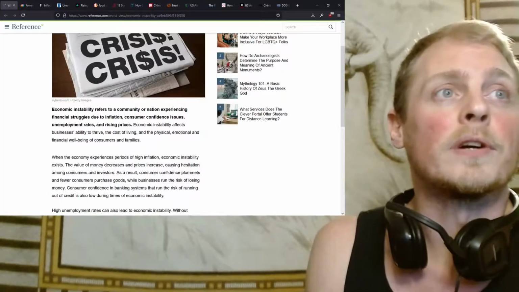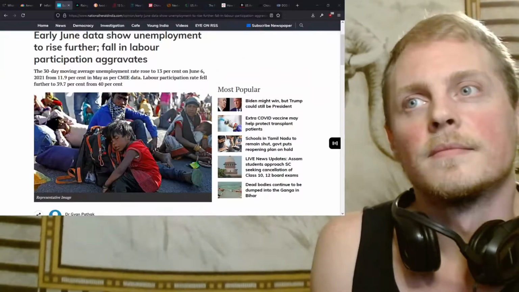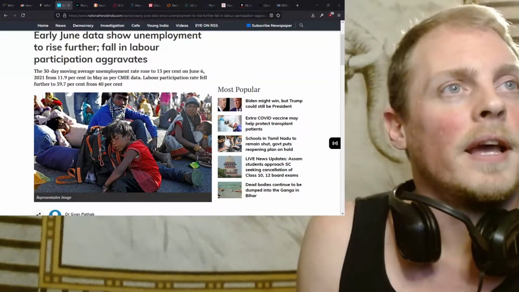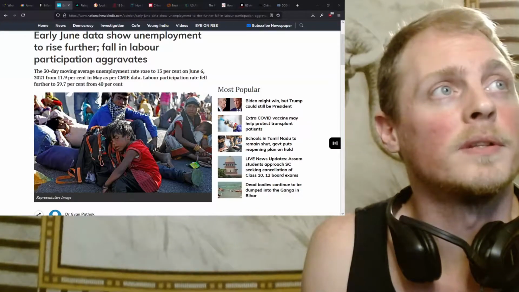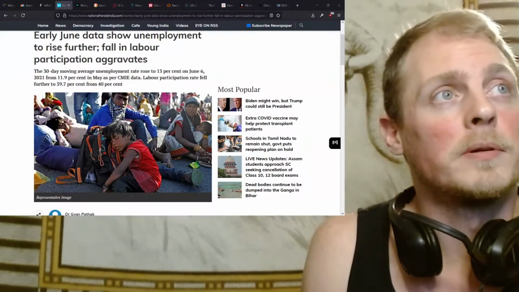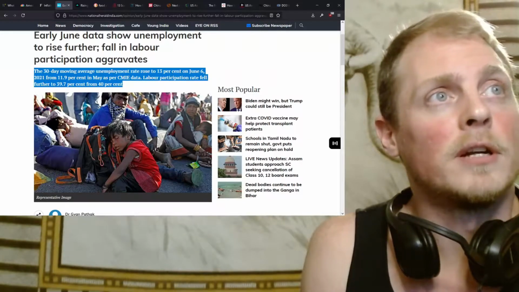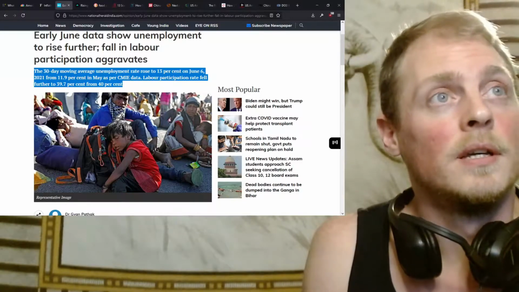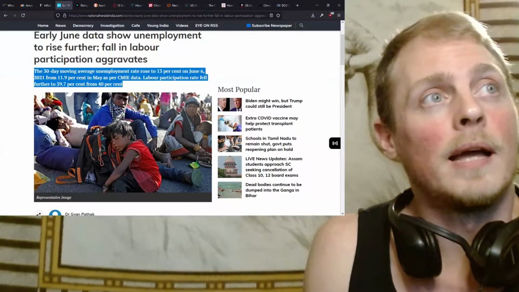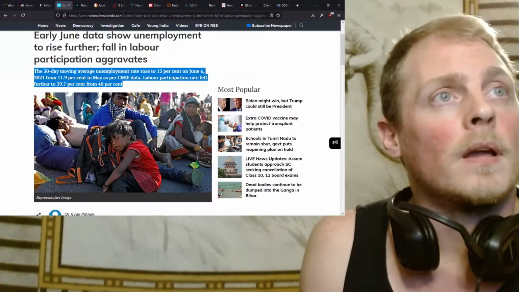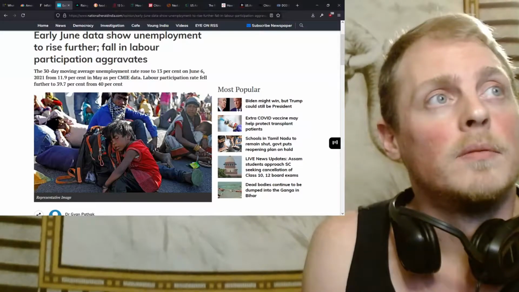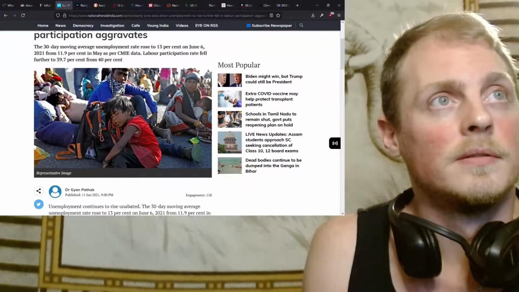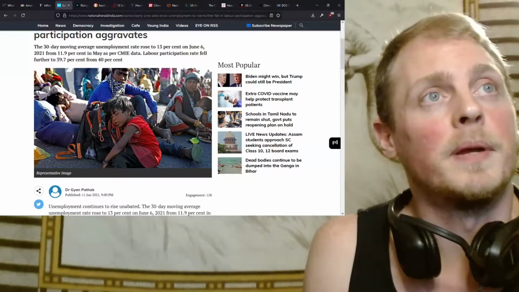Now, we went over consumer confidence issues. Now, what about unemployment rates? Okay, unemployment. Early June data shows unemployment to rise further, with a fall in labor participation. The 30-day moving average unemployment rate rose to 13% on June 6th, 2021, from 11.9% in May, and the labor participation rate fell further to 39.7% from 40%. So unemployment rose and participation fell.